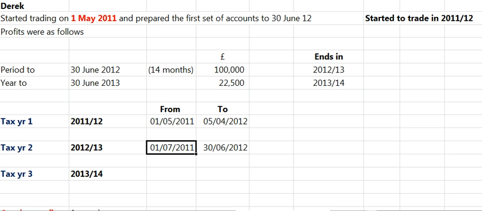By the third year, you should be using the normal rules. So you'll see that in the third tax year, we're going to tax the profits from the 1st of July to the 30th of June 13. Okay, let's look at the numbers.